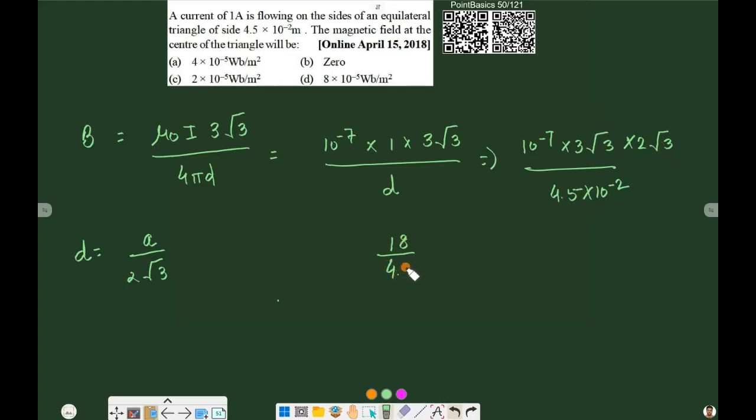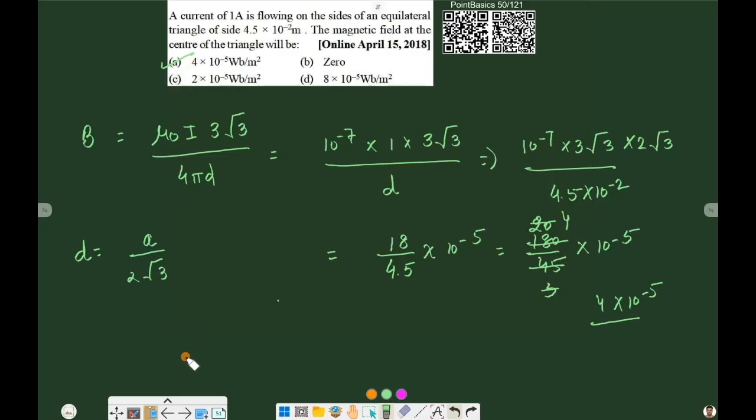divided by 4.5 into 10 raised to power minus 5. And we can further write it like this, that it will be 180 by 45 into 10 raised to power minus 5. We can cut both of these by 9. So 20 and 5 and 4. So 4 into 10 raised to power minus 5 will be the right answer. Option A is the right answer here.